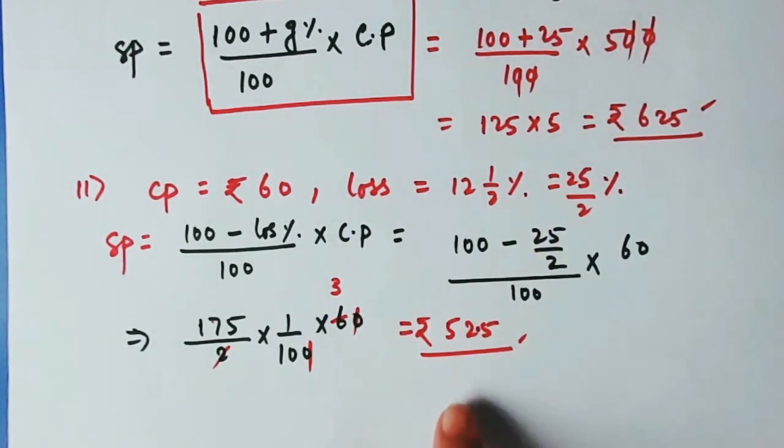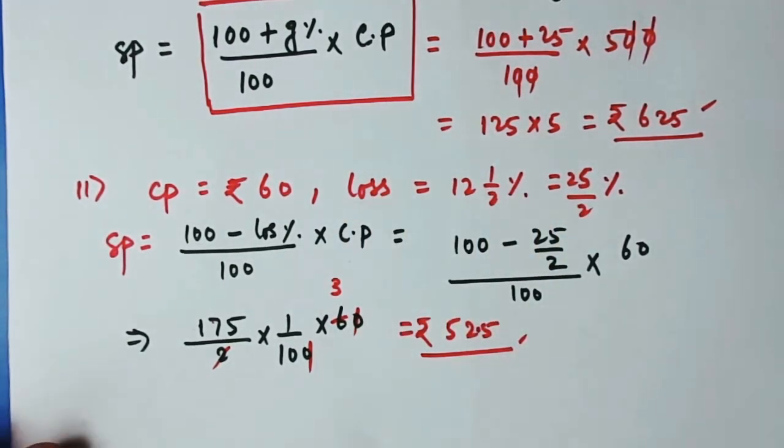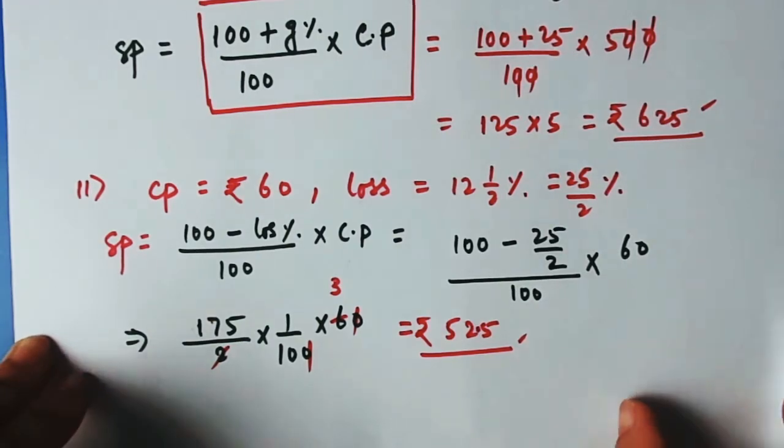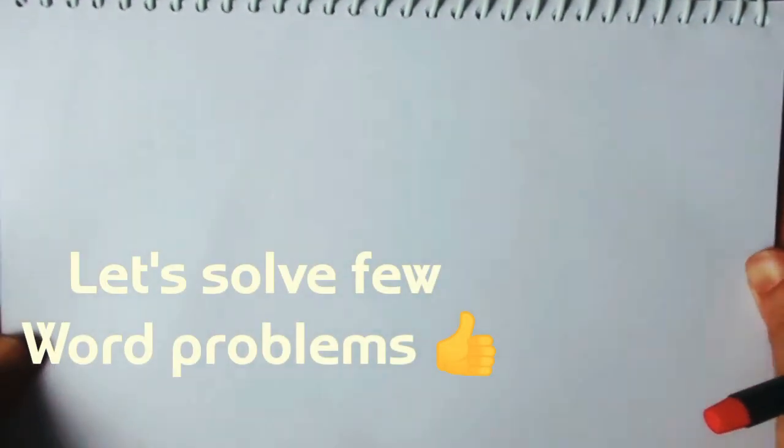Naturally, when you have a loss, the selling price will be less only. Yes or no? Okay, the selling price will be less only. Let's see what we have in number 3. I hope we shall continue to our next, that is number 3.